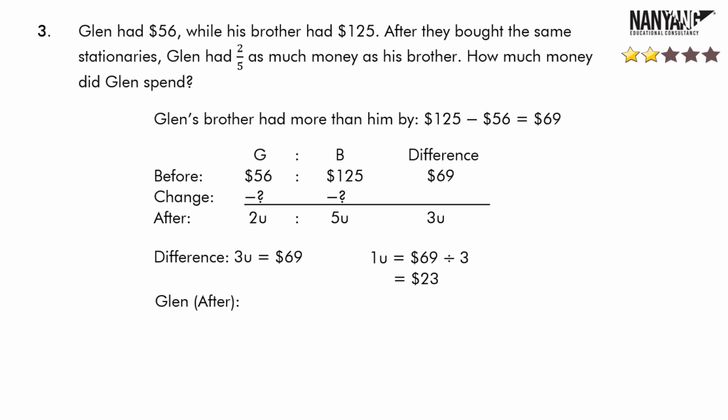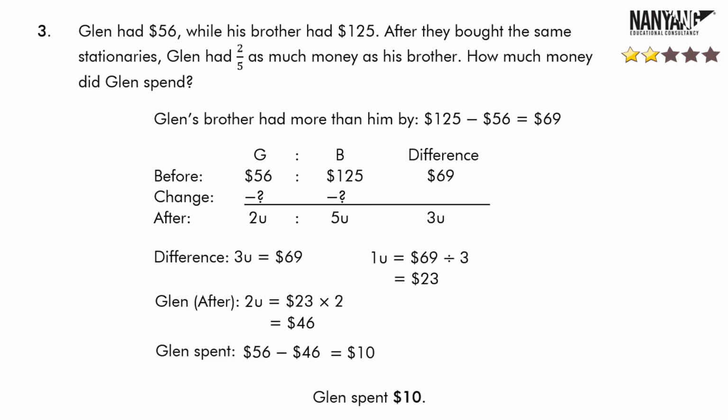So let's look at how much money Glenn had after he bought the stationeries. 2 units equals to $23 times 2, $46. With that, we can easily find out our change for Glenn, which is $56 minus $46 equals $10. So that's our answer. Glenn spent $10. Did you get it?